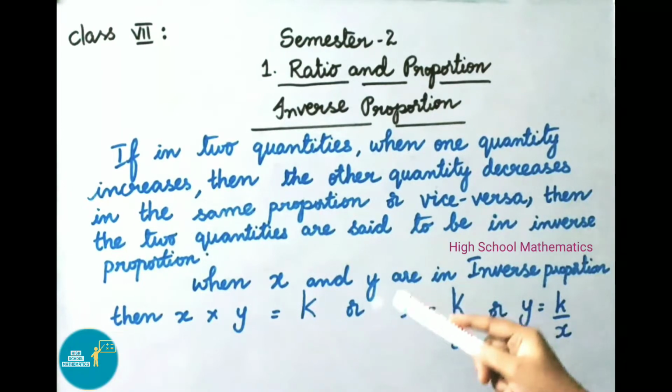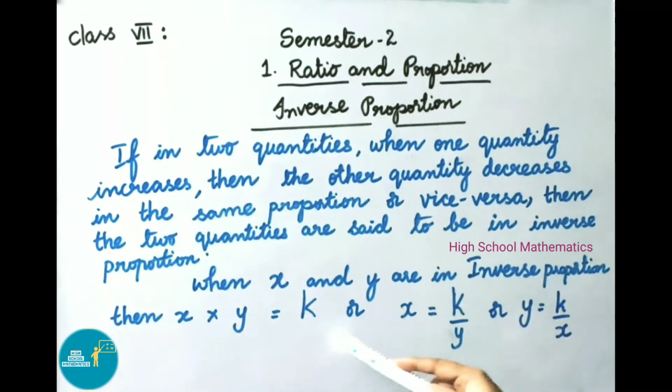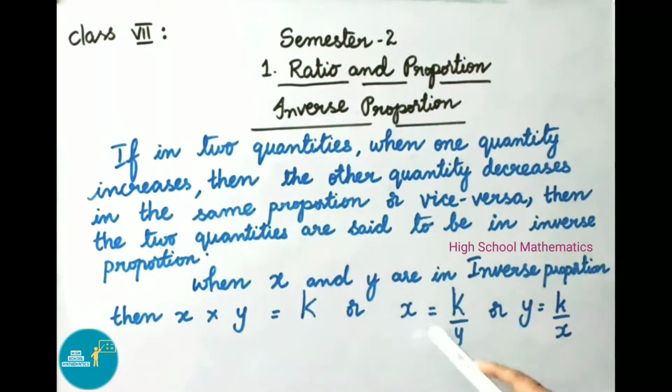When x and y are in inverse proportion, then x into y is equal to k, or x equal to k by y, or y equal to k by x. Previously we have seen direct proportion in which both quantities will increase or both quantities will decrease. But in case of inverse proportion, when one quantity increases, then the other quantity decreases in the same proportion. Now let us see some examples on inverse proportion.